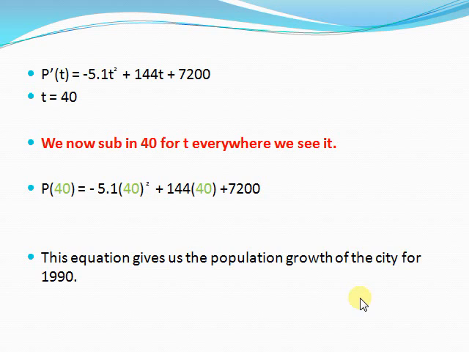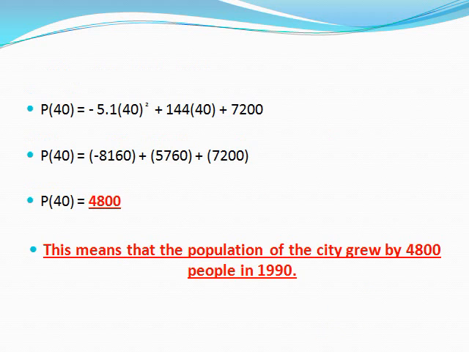So we get p of 40 equals minus 5.1 by 40 squared plus 144 by 40 plus 7,200, and this will give us the population growth for the city for 1990. And when we work that out on our calculator, we get that p of 40 equals 4,800, which means that the city grew by 4,800 people in 1990. And that's the end of the question.